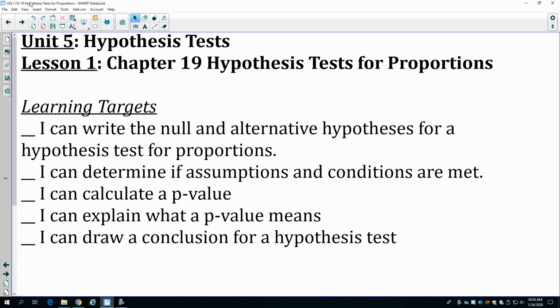Hey, today we're going to continue our discussion on conducting a hypothesis test for proportions. In the last class together, we talked about writing the hypotheses, and now we're going to talk about actually following through and doing a hypothesis test.